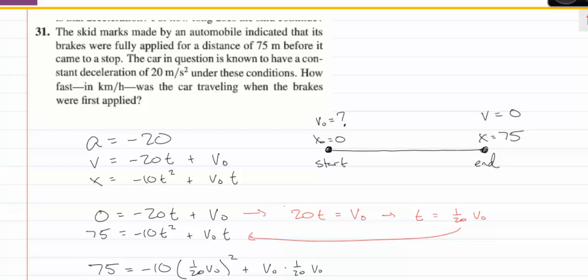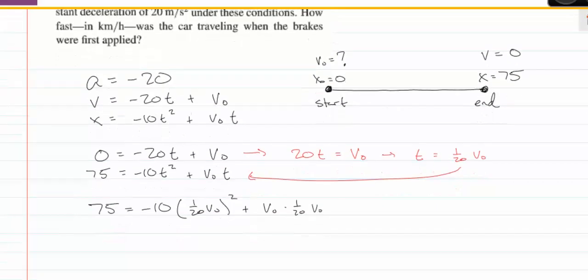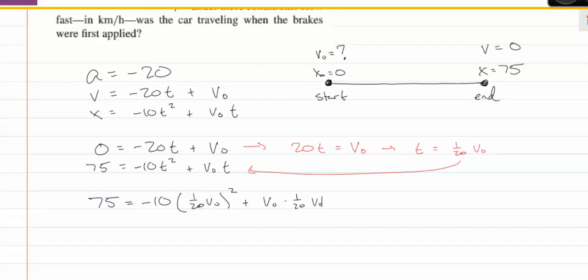And actually, here we're just going to solve for v naught, and we'll have the answer. It turns out we don't have to know how long the skid lasted. We're just interested in how fast it was going when the brakes were applied, the initial velocity.